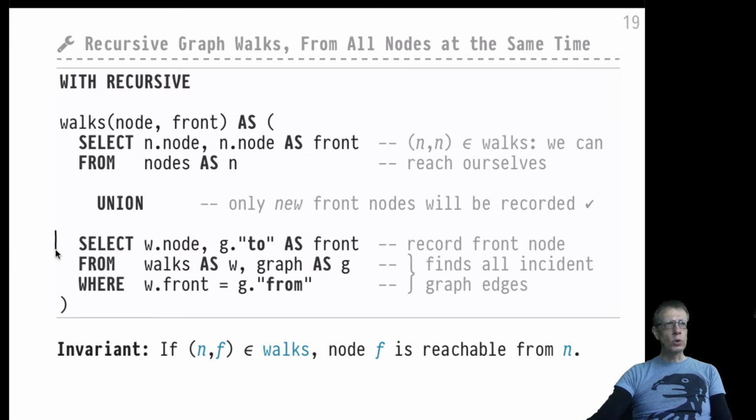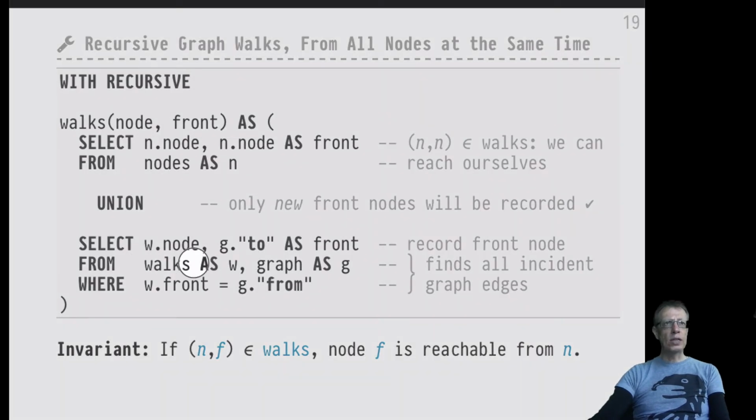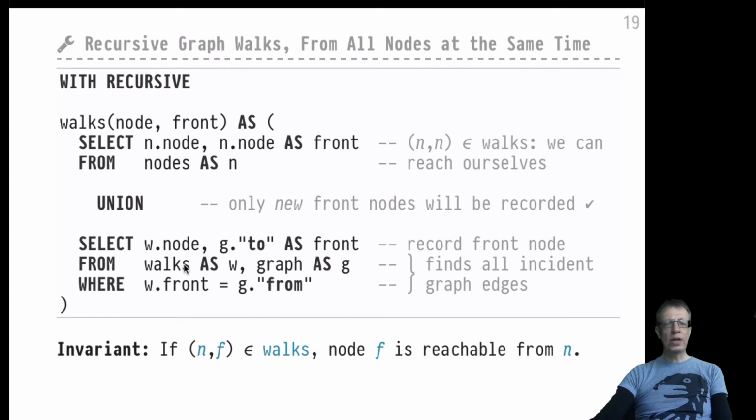So then this would be the recursive part that is iterated. This recursive part would of course refer to the walks that we have performed so far. So in the first column of walks, we would find the starting point of the walk. In the second column of walks, we would find the front column. We would find how far we could walk from this starting node already. To perform the next step in the walks, we will of course look at the edge information that encodes our undirected graph. That's the graph table that we've introduced a few slides back.